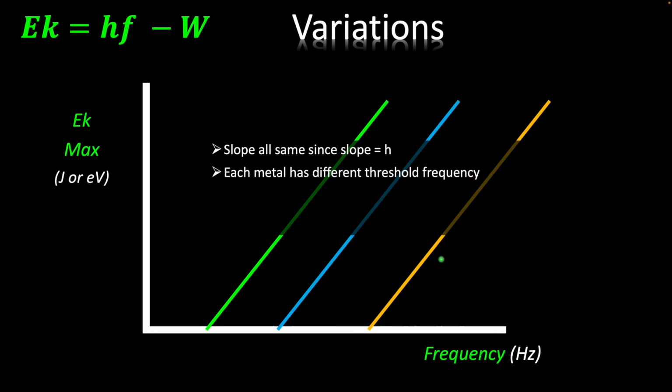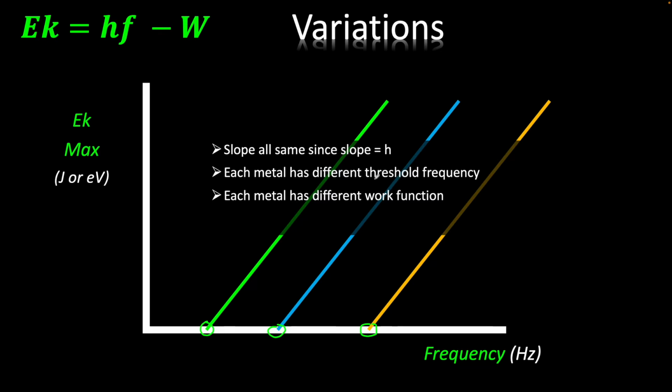Okay. Now each metal would have a different amount that they're holding on to their electrons, so they will have a different threshold frequency. So if I switch to the pen here, they will have different places where they intercept the x-axis, and this shows their different threshold frequency. The blue one has a higher threshold frequency than the green, and this yellow or orange one higher than the blue.